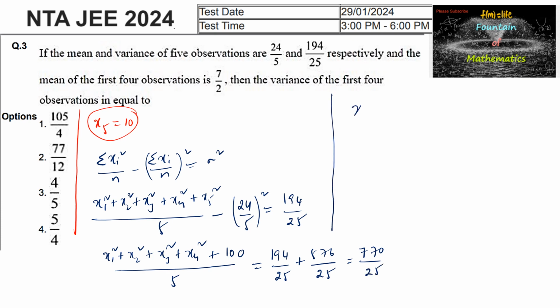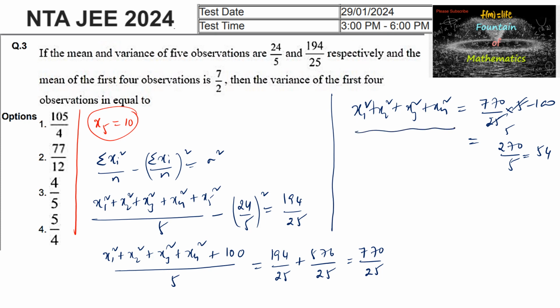So we can write x1 square plus x2 square plus x3 square plus x4 square is equal to 770 upon 25 into 5 minus 100. So we can write here 770 minus 500, that is 270 divided by 5, which is 54, since 5 5s are 25 and 5 4s are 20. So the sum of the squares of 4 observations is 54.